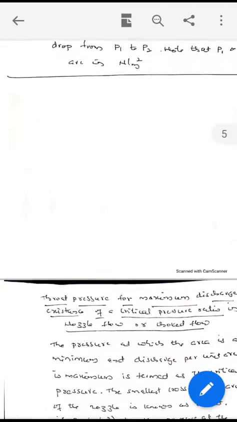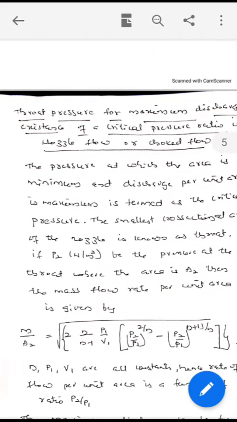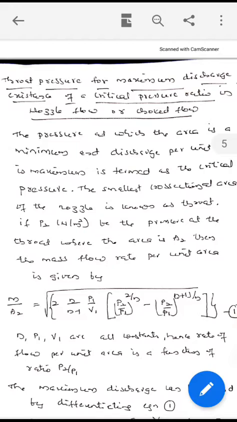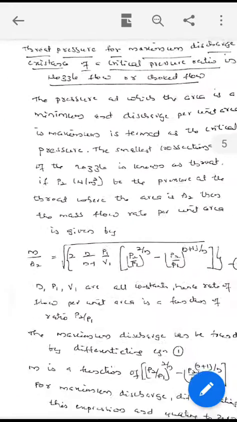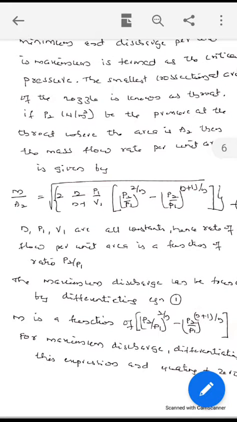Now, throat pressure for maximum discharge, or existence of a critical pressure ratio for maximum discharge. The expression for the mass flow rate is shown here. Already this has been derived just now. m by A2 equal to root of 2n by n minus 1, P1 by V1, (P2 by P1) raised to 2 by n minus (P2 by P1) raised to n plus 1 by n.